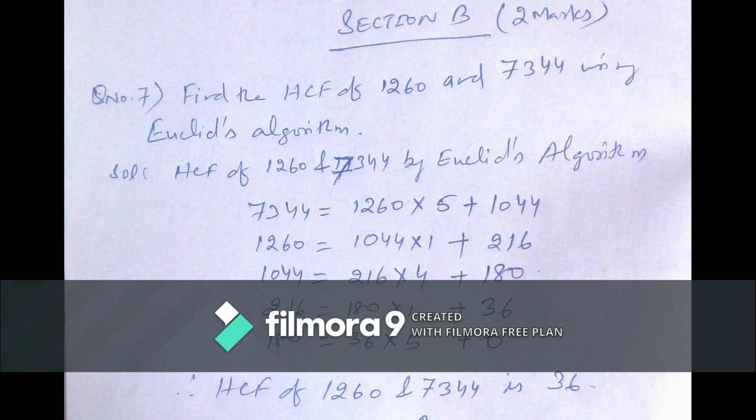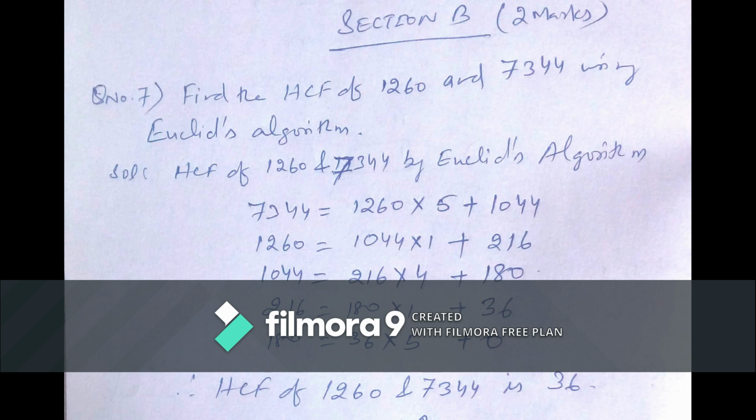Okay, so that Euclid's division lemma we have already studied, right? Any number which can be expressed in the form a = bq + r, where q is the quotient and r is the remainder. That same Euclid's algorithm we will be utilizing to find out the HCF of 2 numbers here. So 1260 and 7344. 7344 is the largest amongst these two.